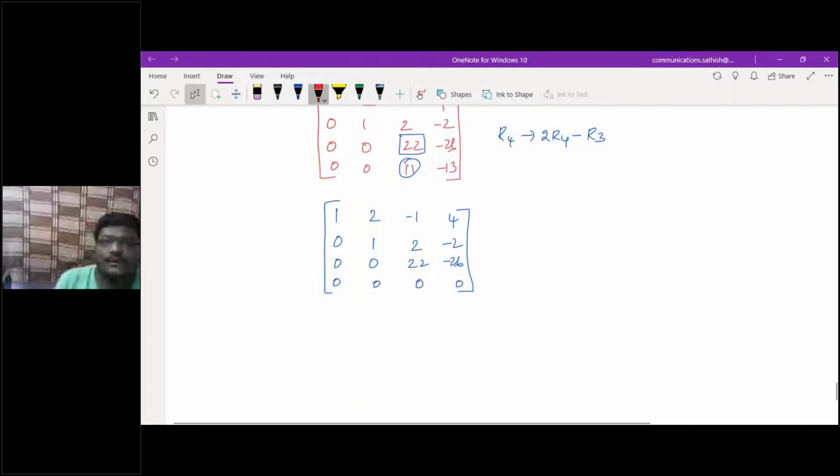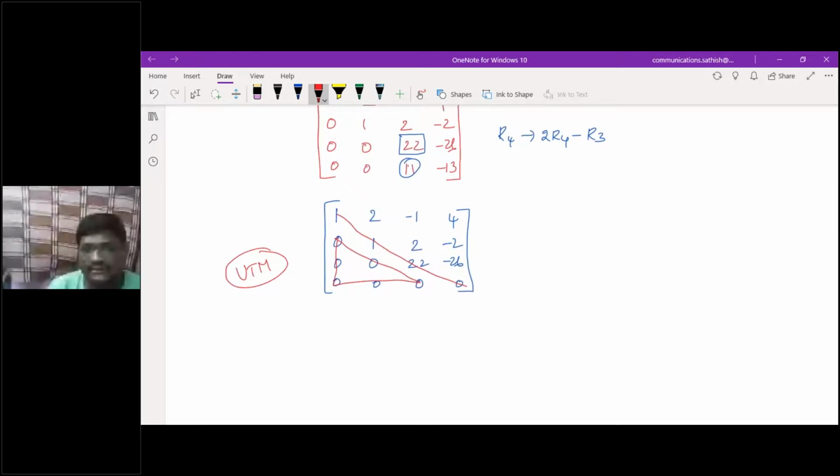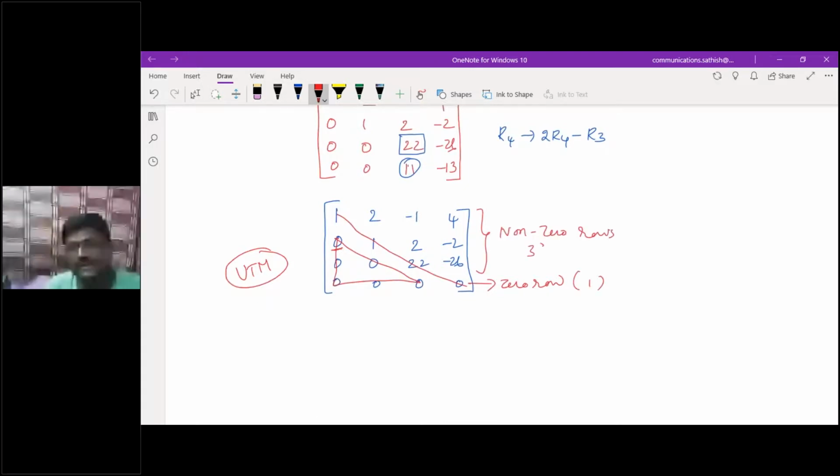Yes, sir. Now if you check it out, these are the diagonal elements. Below the diagonal elements, all are 0. So hence this is your upper triangular matrix. In this row, 1 zero, this row, 2 zeros, and last row, all are 0. So hence, this is a 0 row, and these will be non-zero rows. So 0 row is 1 and non-zero rows are 3.